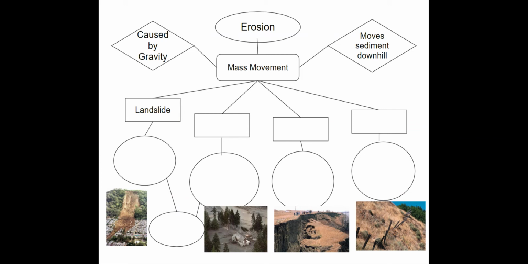So the first one is a landslide. Just like the name implies, it is the ground, the land, or the sediments, the rock and soil, being pulled down the slope of a hill, kind of like it's riding a slide down.